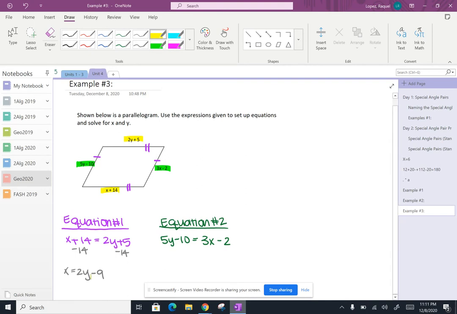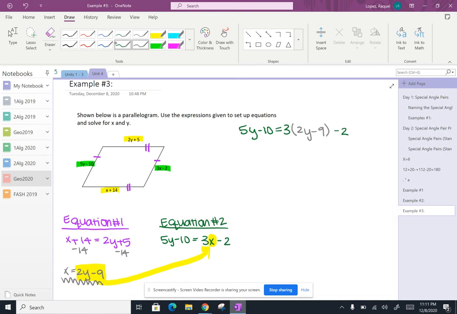Now from here, we take this 2y minus 9 and substitute it where we see an x into my green equation. So I'm going to write that up here. I have 5y minus 10 equals 3. Now, instead of writing x, this is where I'm going to use the substitution. I'm going to write 2y minus 9 because right here, that's what x stands for. X is equivalent to 2y minus 9. And then I'm going to copy down the rest of that green equation.